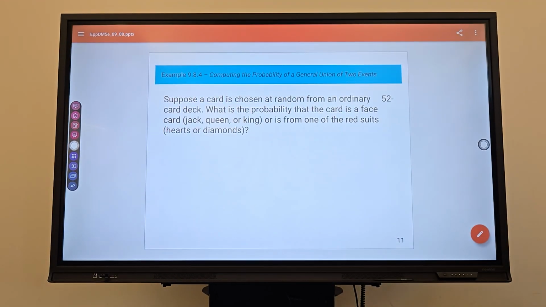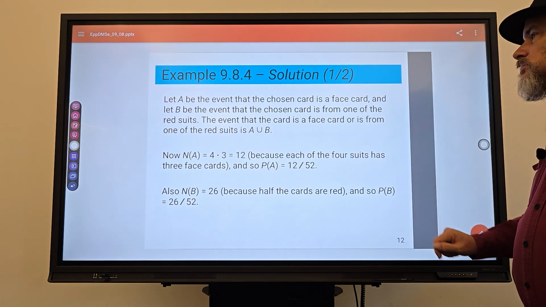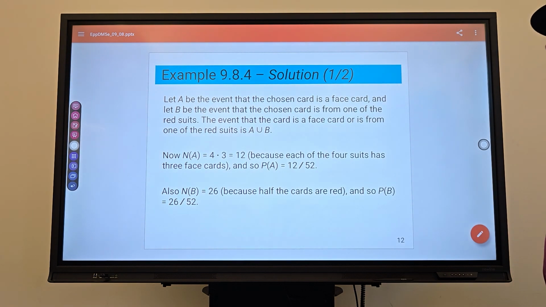So suppose a card is chosen at random from an ordinary 52 card deck. What is the probability that the card is a face card, Jack, Queen, or King, or is from one of the red suits? Let A be the event that the chosen card is a face card, and let B be the event that the chosen card is from one of the red suits. The event that the card is a face card or is from one of the red suits is A union B.